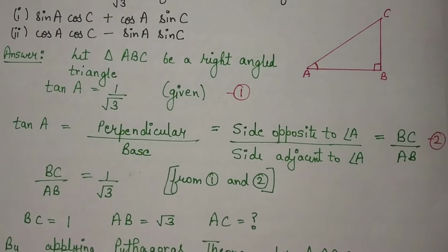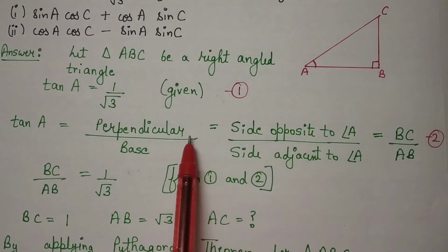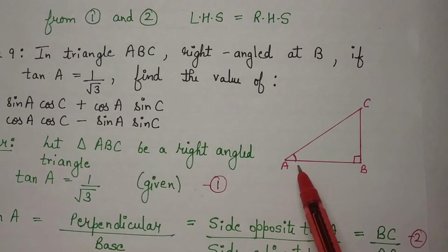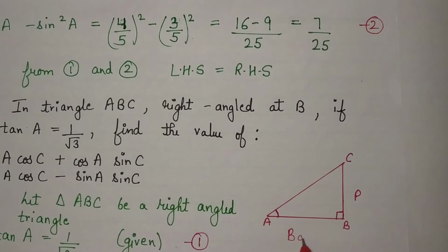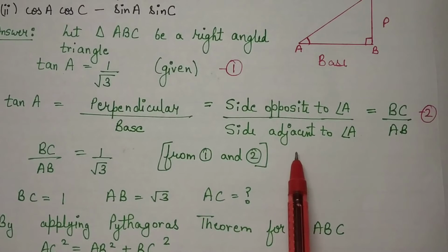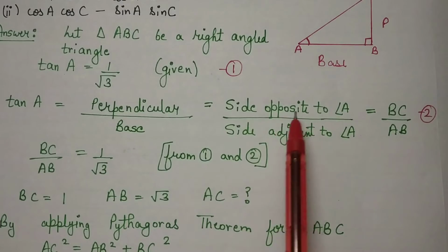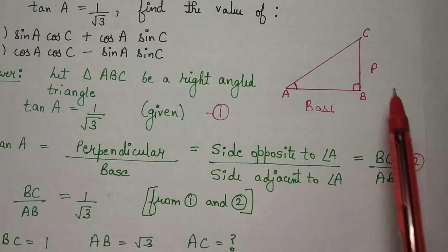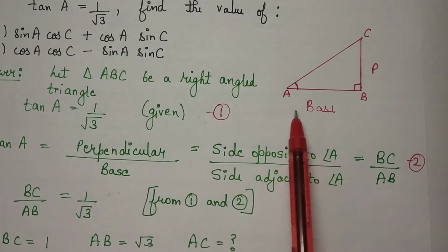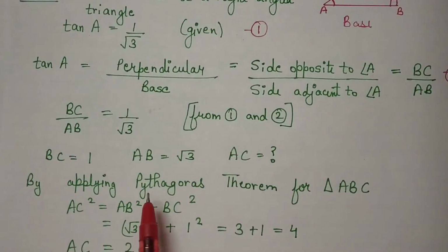Tan A is what? Perpendicular by base, or you can say side opposite to angle A. Perpendicular is what? Opposite to this acute angle. So this is perpendicular. This is the base, side adjacent to angle A. I have written it both ways, whichever you are comfortable with. Perpendicular is BC and AB is the base, so BC by AB. BC by AB is 1 by root 3 because it is given in the question.